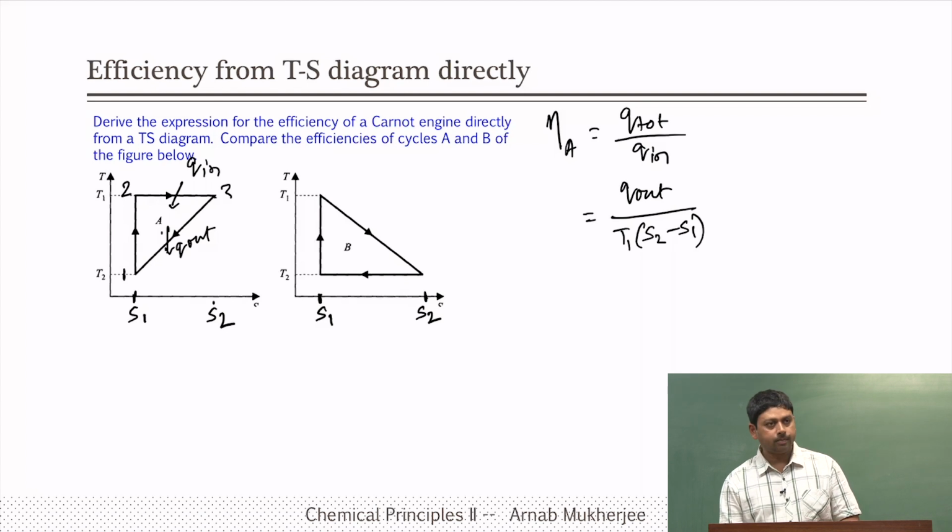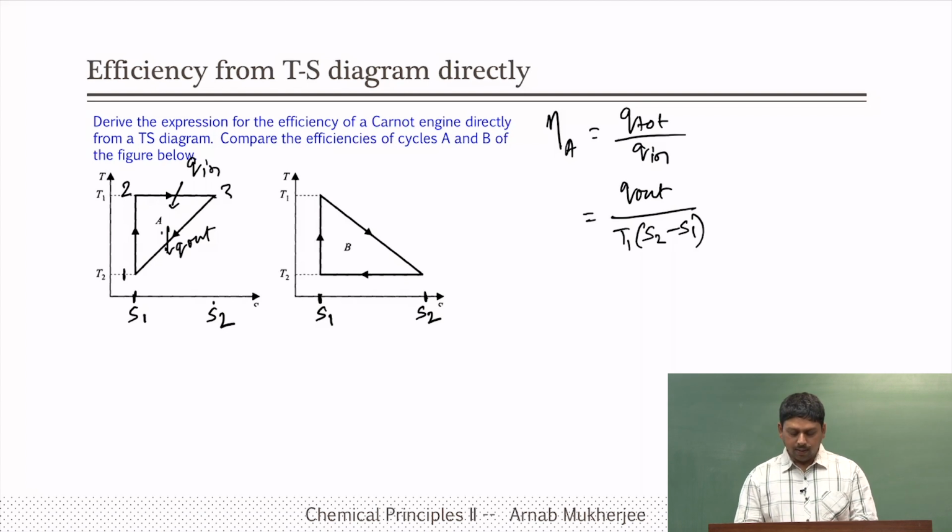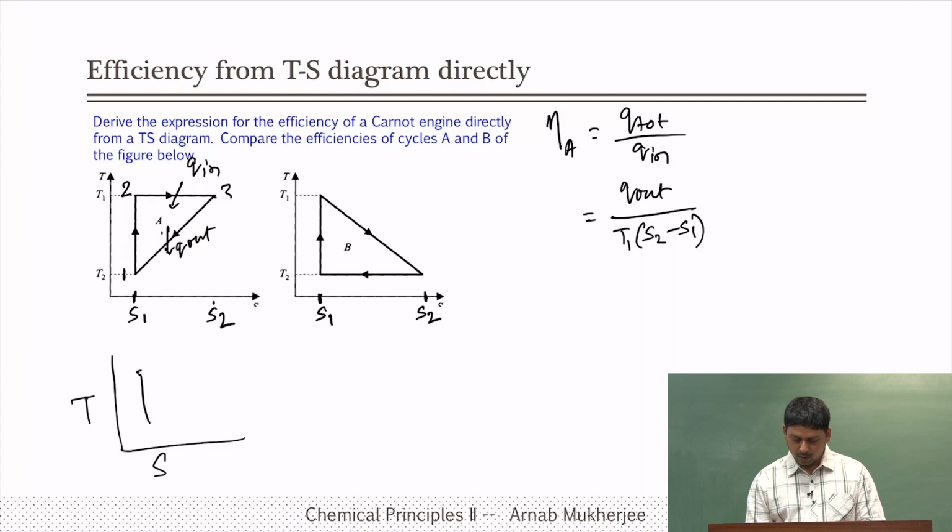But what is Q tot? Now, you can see interestingly that the Q tot from the Carnot cycle was the area enclosed by the rectangle. So, if we remember that when we added in the T s diagram, Q in is the area under this curve, Q out is the area under this curve. So, therefore, Q tot was the area enclosed by the rectangle, and you can see this is half of that.